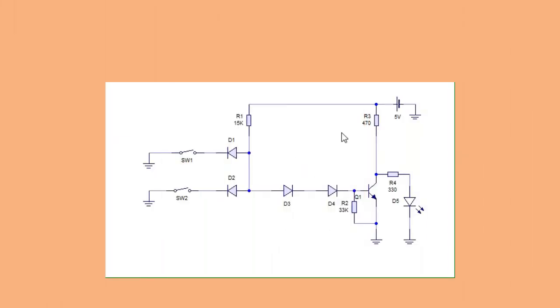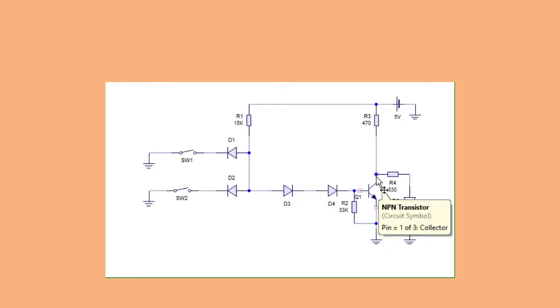So this is the circuit design of a NAND gate using discrete circuit components. Here we use 4 diodes D1, D2, D3, D4. 2 switches are used, SW1 and SW2. One 5 volt power supply is used. 4 resistors R1, R2, R3, R4 are used. 1 NPN transistor is used. This is the collector terminal, this is the base terminal and this is the emitter terminal. The emitter terminal is grounded, so the transistor is in CE mode.